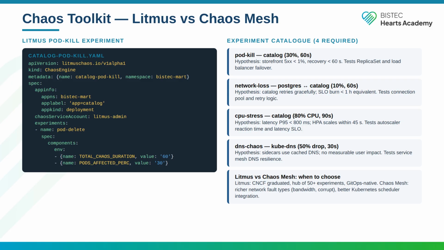DNS chaos is the most underestimated experiment category. Kubernetes services depend on kube-dns resolution. Istio sidecars catch DNS, but the cache has a TTL, and applications that bypass the sidecar or perform their own DNS resolution will break. The hypothesis for the DNS chaos experiment: 50% kube-dns packet loss for 30 seconds causes no measurable user impact because sidecar caching handles it. This experiment either validates your mesh configuration or reveals a hidden dependency.